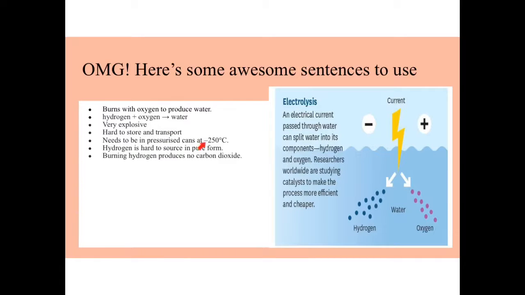It needs to be in pressurized cans at about minus 250 degrees, so those are quite hard temperatures and pressures to maintain during transport. Hydrogen is also hard to produce from pure materials, as there's not a lot of hydrogen in the atmosphere. You have to come up with a way of making hydrogen to produce water in the cycle. Burning hydrogen produces no carbon dioxide, and that's the big win here.